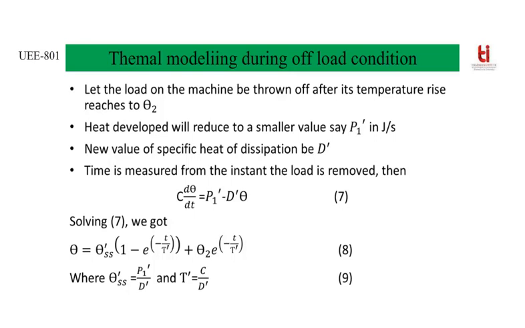Theta ss dash is the new steady state temperature. Tau dash is the cooling time constant of the machine. Theta is the temperature of the machine at any instant t. Just like thermal modeling of the machine during loading condition, we can write theta ss dash is equal to P1 dash by d dash, and tau dash is equal to C by d dash.